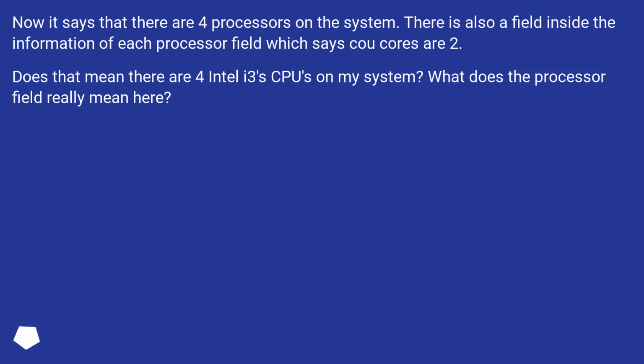Now it says that there are 4 processors on the system. There is also a field inside the information of each processor field which says Q cores R2. Does that mean there are 4 Intel i3 CPUs on my system? What does the processor field really mean here?